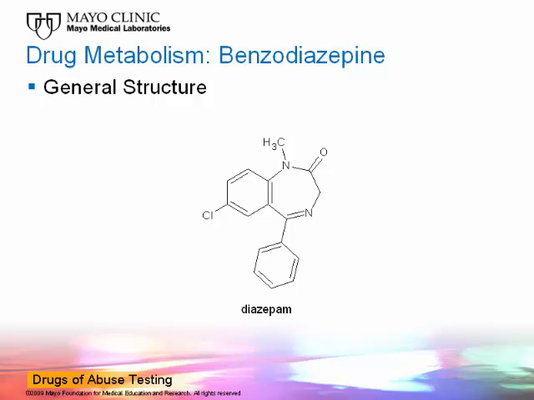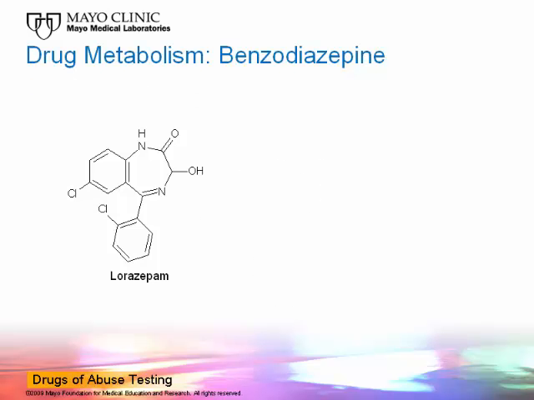Now, benzodiazepines are a very complex group of drugs. There's somewhere around 32 prescription benzodiazepines that are available in the United States. Diazepam, which is pictured here, is sort of the prototype of those, and the basic structure is similar to this with variations, as you'll see in some of the slides to follow. The metabolism of some of the benzodiazepines is very simple. Take lorazepam, for example. It's glucuronidated and excreted.